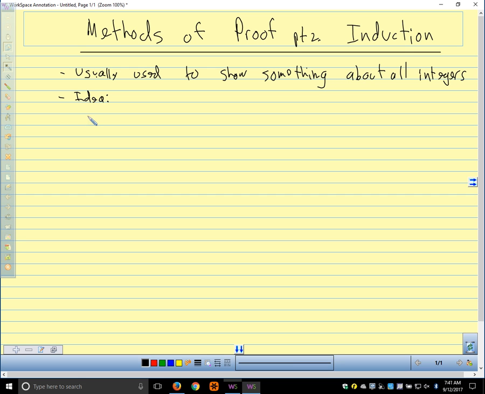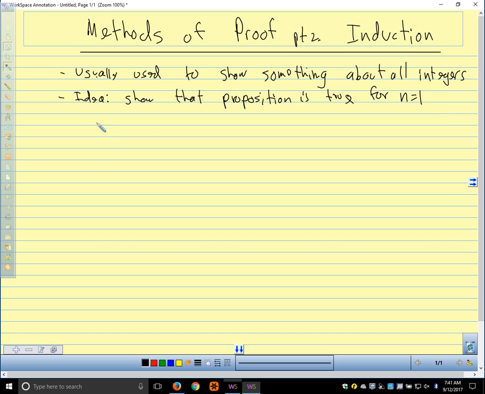So the idea is that we show that the proposition is true when n equals 1. So for our first integer, we call that the base case. So we show that it's true for n equals 1. With that, you often just plug in a number and say, see, this works for this number.